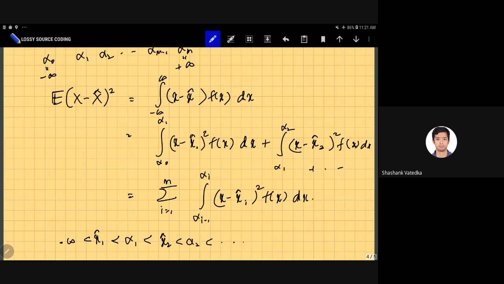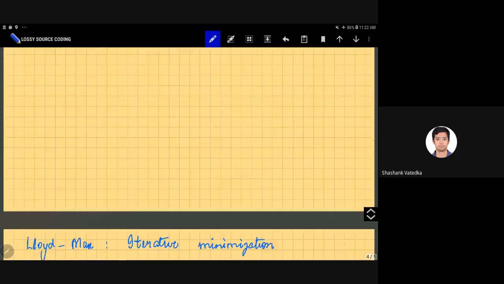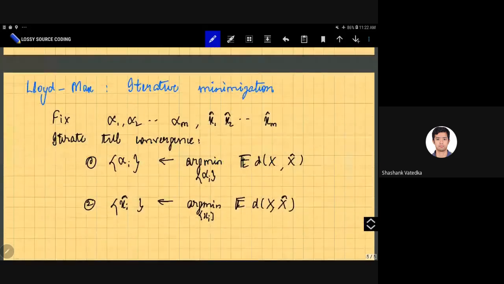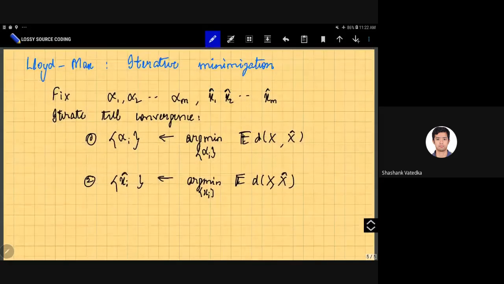So in the assignment, I want you to solve this using standard convex optimization techniques. But now I'm going to give you, for a general f of x, an iterative algorithm which lets you at least numerically obtain the best possible x hats and alphas. This is what is called the Lloyd Max algorithm, or sometimes the Lloyd algorithm. And the basic idea is the following.